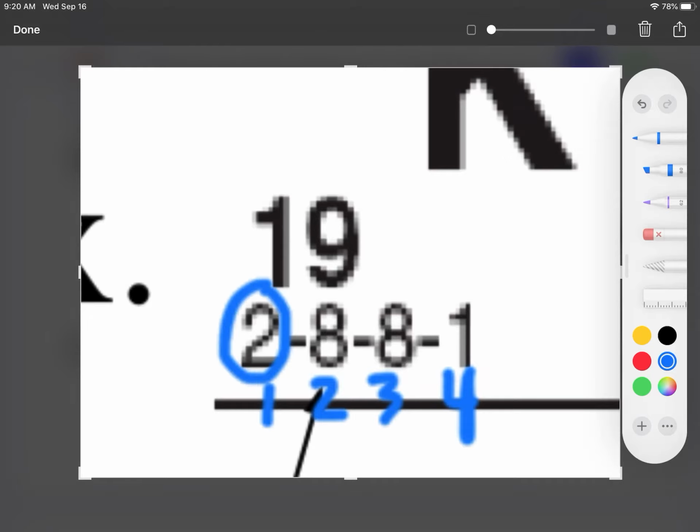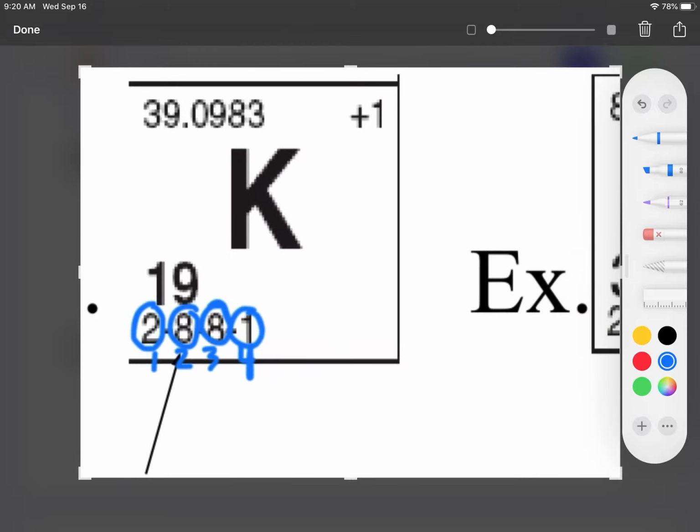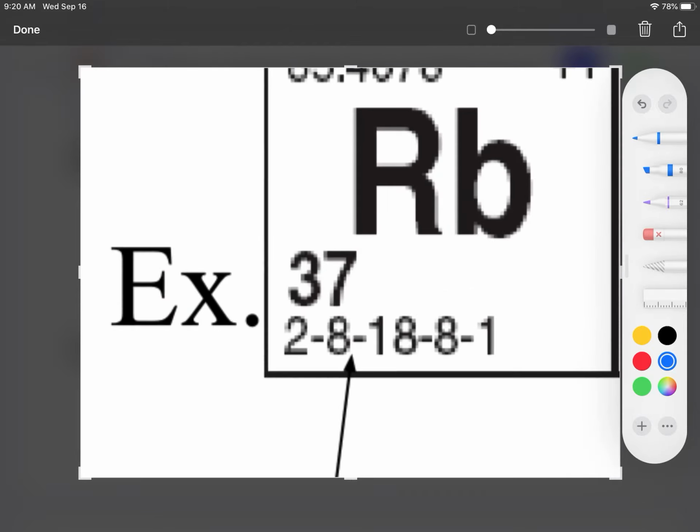Okay? 2 electrons in the first, 8 in the second, 8 in the third, 1 in the fourth. So the ground state configuration for potassium is 2-8-8-1. Okay? Last one here is rubidium.